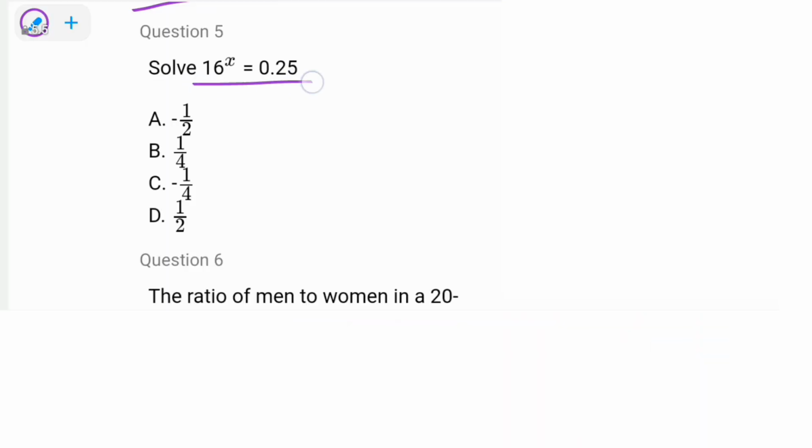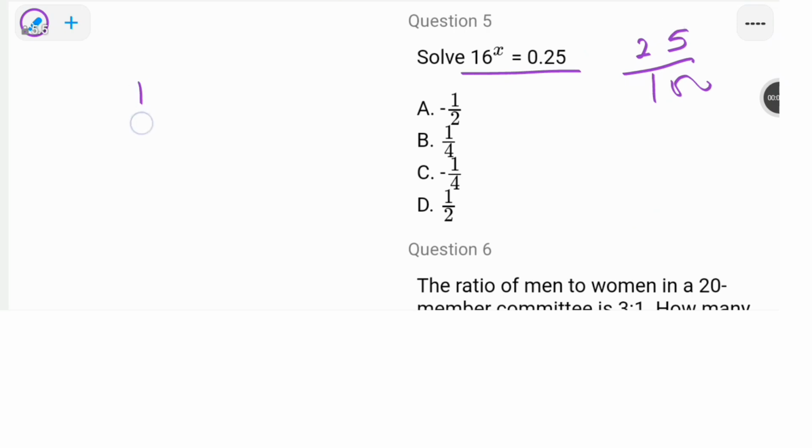Next one is 16 raised to the power x is equals to 0.25. You have to solve this. So an easier way is to first of all convert this right hand side to a fraction. So 0.25 is the same thing as 25 divided by 100. So if you convert that, you're going to get 16 raised to the power x is equals to 25 over 100. So 25 over 100 is 1 over 4.